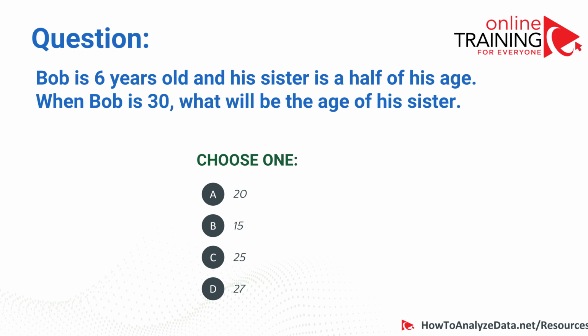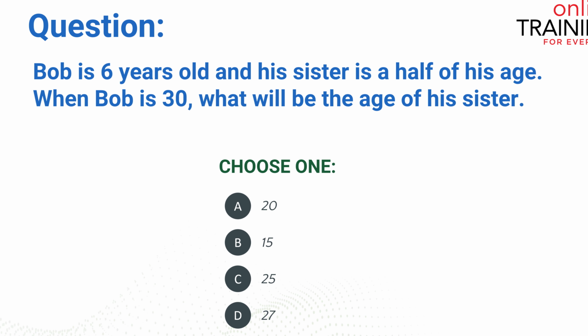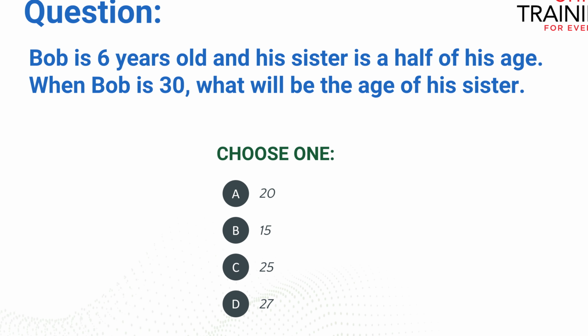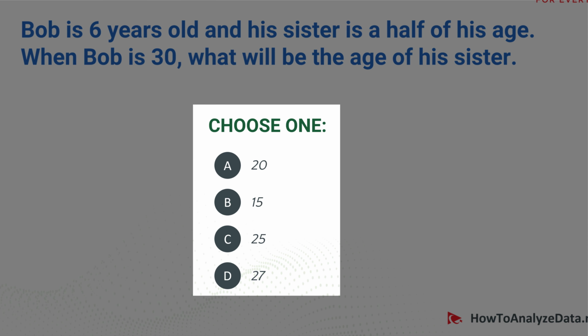Here's another tricky question which can confuse you easily during the test. Bob is 6 years old and his sister is a half of his age. When Bob is 30, what would be the age of his sister? And there are four choices: 20, 15, 25, and 27. Which one do you think is right?